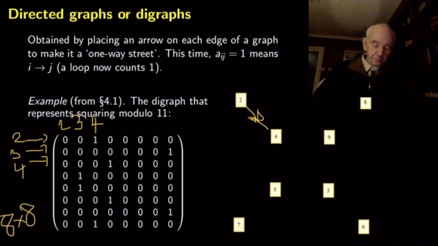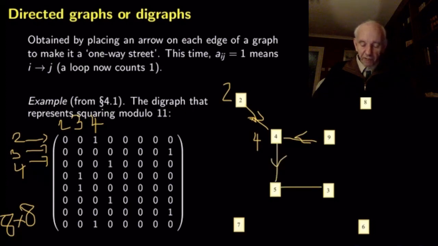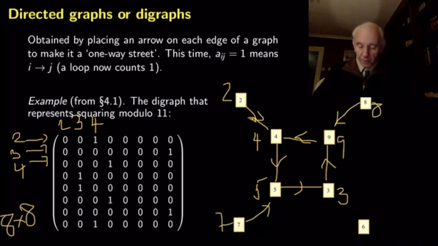So there's an edge from 2 to 4, and there's an arrow that goes from 2 to 4. If you can't see the numbers, this is 2, this is 4. And then 9 nines are 81. 81 is 4 mod 11, so there's also an edge and an arrow going that way. And in fact, we get a square of arrows like this. This is 4. 4 fours are 16, which is 5 mod 11. And so on. This is 3, this is 9, and this is 8. An arrow this way, an arrow this way from 7, and an arrow this way from 6.